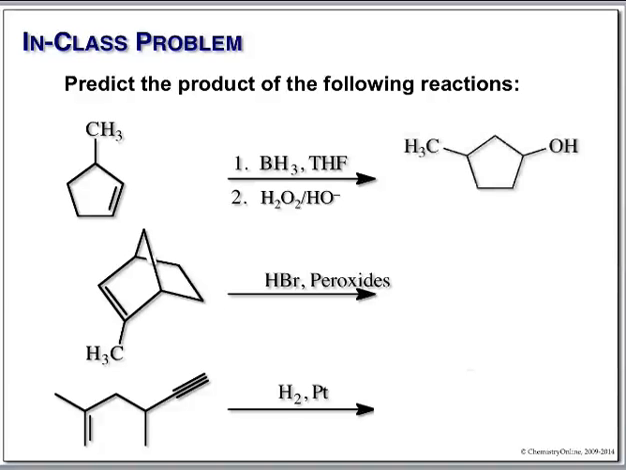HBr peroxide. We have a secondary carbon, we have a tertiary carbon. HBr peroxide is a radical reaction. We're going to get an anti-Markovnikov alkyl bromide. This is the carbon that would accept the bromine. So bromine radical will add here. Our most stable tertiary radical would be there. And that would be our product.